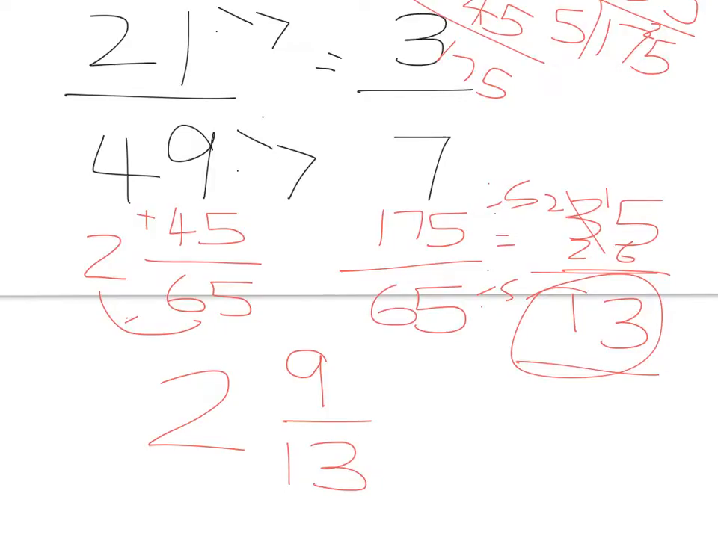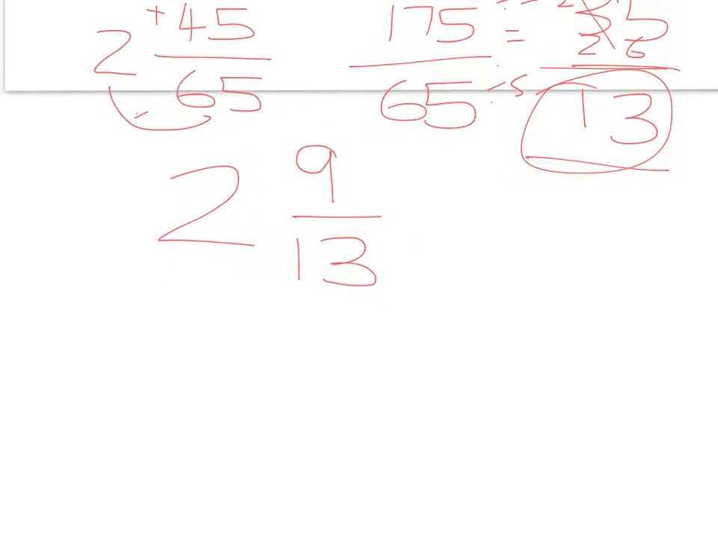Let me show you another way that you could have done that. So let's put the question here. The question was 2 and 45 over 65. Now what you could have done here was ignore your 2 for now, because your 2 can't be brought down. It's 2 wholes. There's no way you can make 2 wholes smaller. You've got 2 chocolates, you've got 2 chocolates. There's nothing you can do about it.